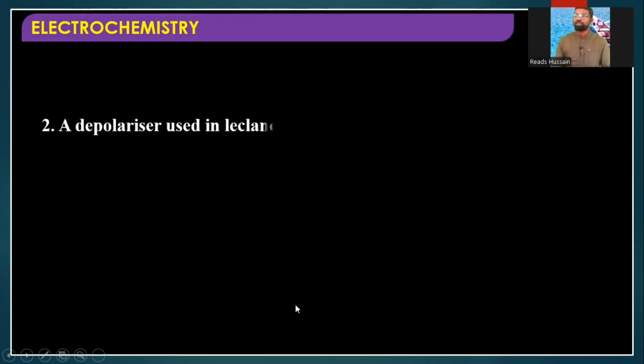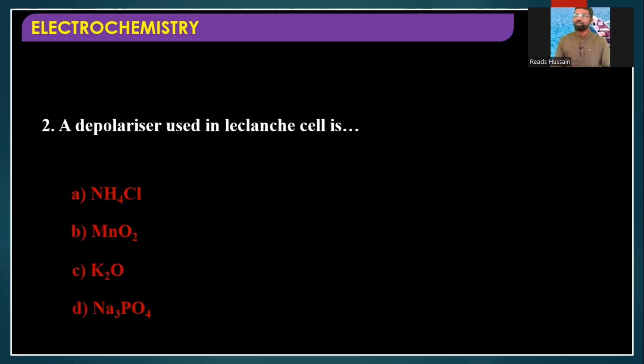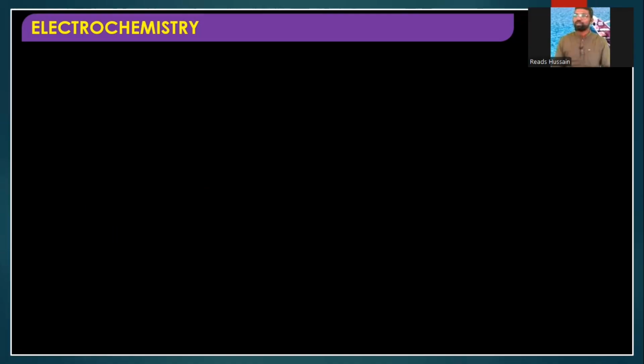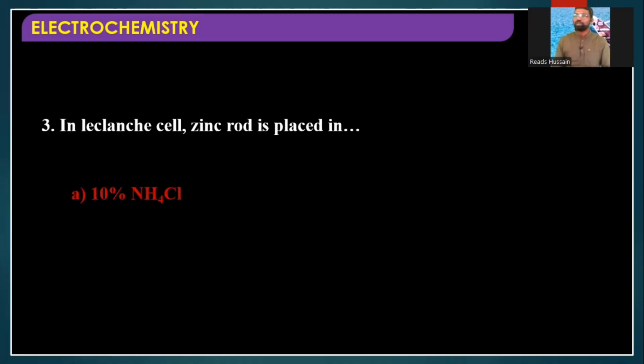Next, the depolarizer used in the Leclanche cell. In a dry cell or Leclanche cell, what is the depolarizer? Try to remember this point. Note down this point: MnO2, manganese dioxide, acts as the depolarizer. Next, in the Leclanche cell, the zinc rod is placed.